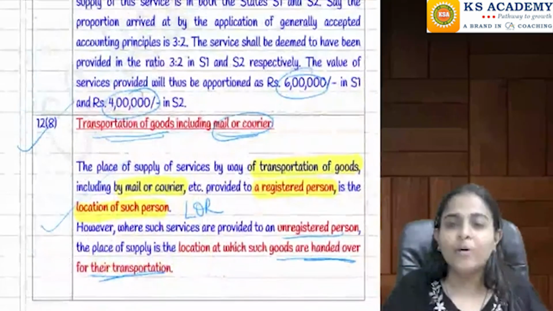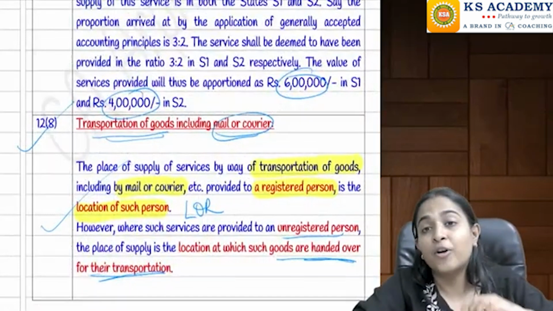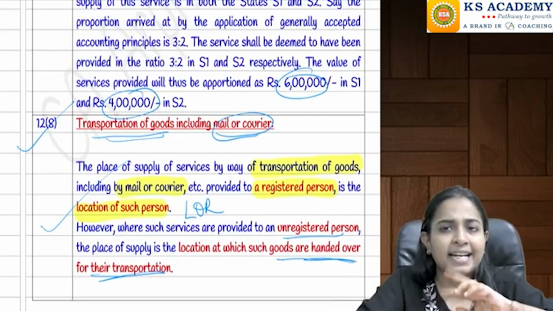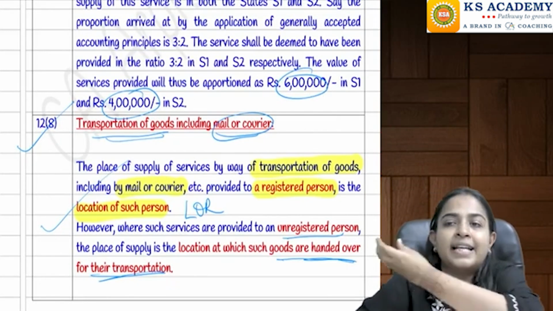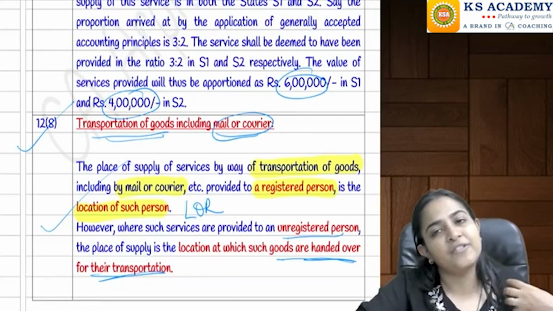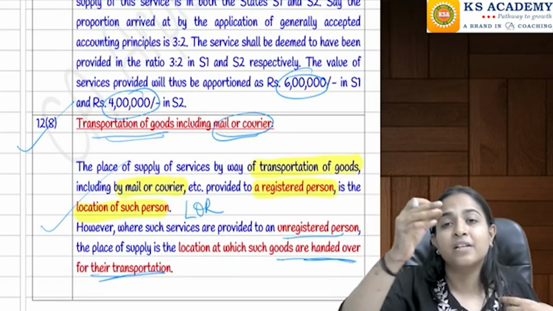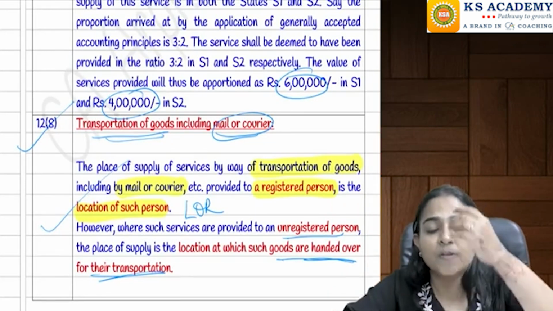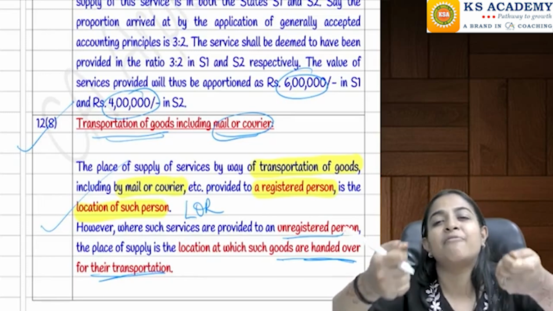Then after that, going to the next section, section number 12.8, which talks about transportation of goods, including mail or couriers. I had given you the example of sending parcels. If a delivery courier is providing a service to a registered person, then the place of supply will be the location of the recipient. But if the delivery service is providing service to an unregistered person, let's say my mother who wants to send Rakhi to her brother, then the place of supply will be the place where the goods have been handed over.